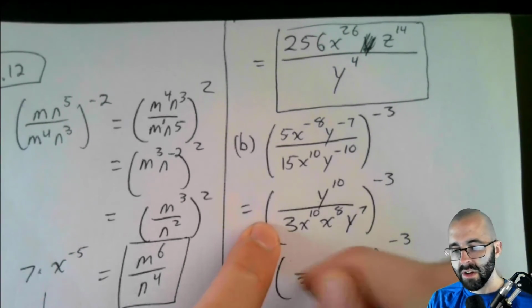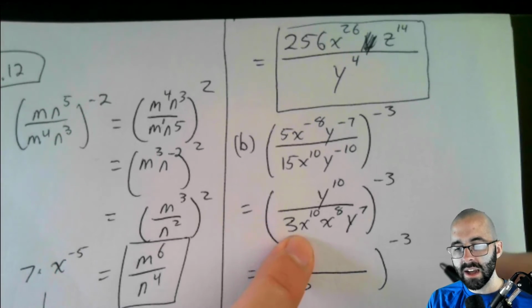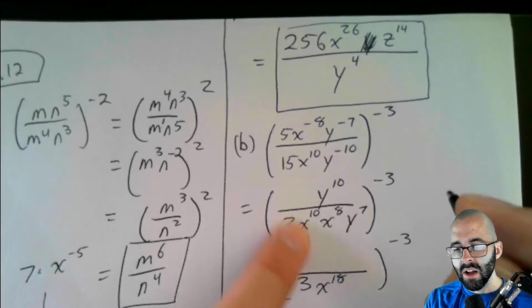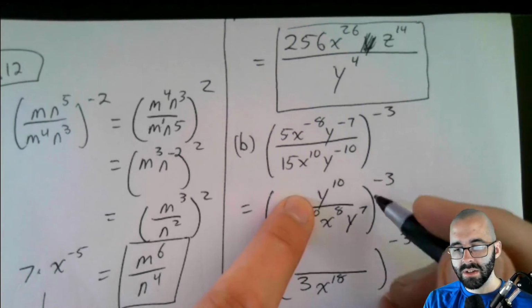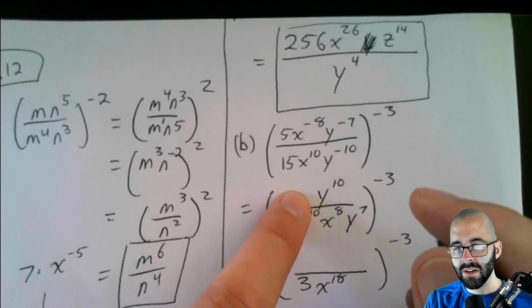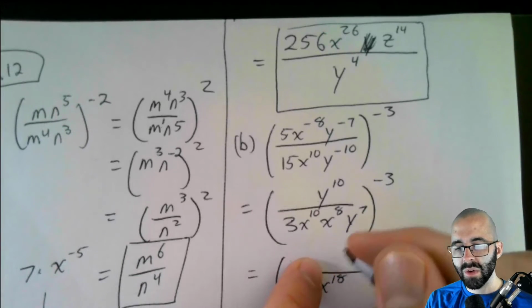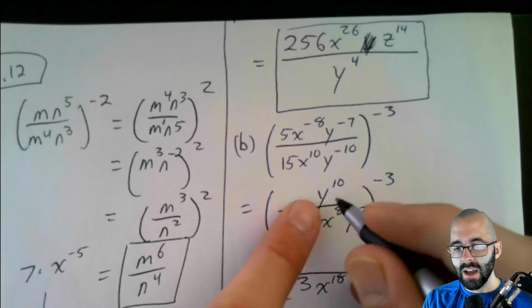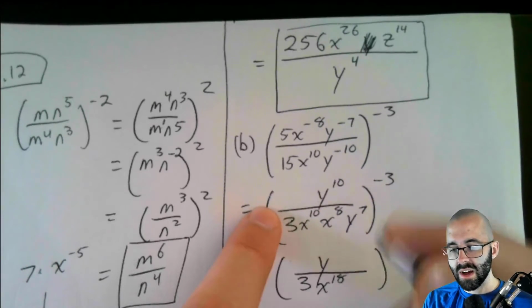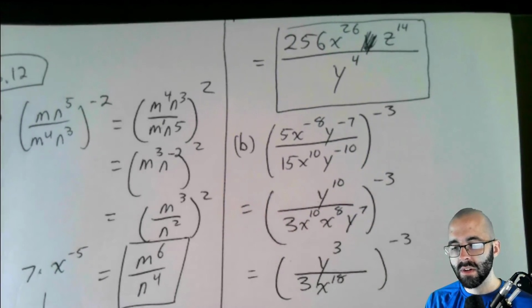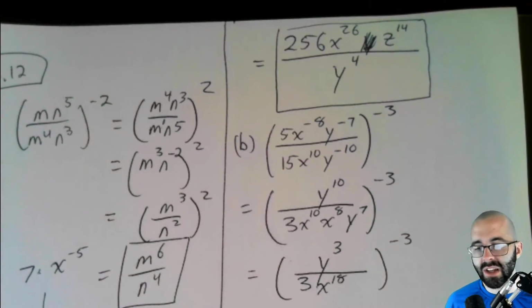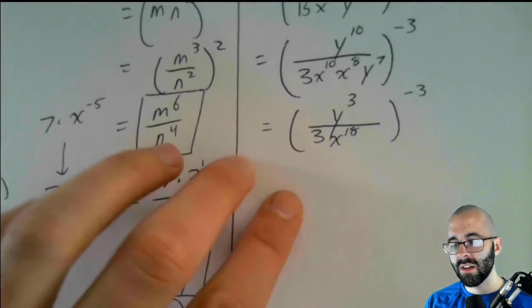The 3, nothing to be done with the 3. The x's, product rule. We get x to the 18th. The y's is going to be quotient rule. 10 minus 7 is 3. Does the y cubed go on the top? Does the y cubed go on the bottom? Every time we use the quotient rule, it's always on the top. Now the inside's fully simplified, and we can use this -3.